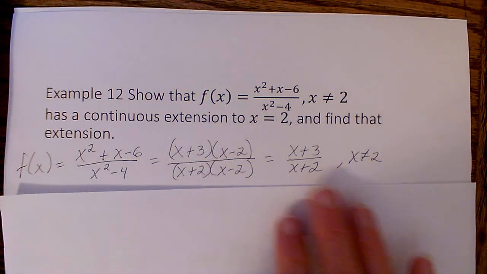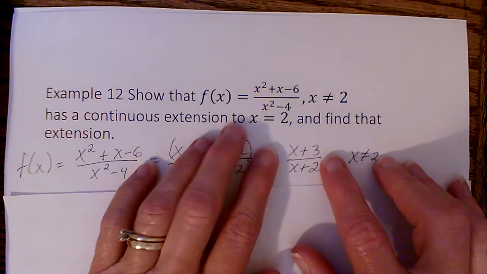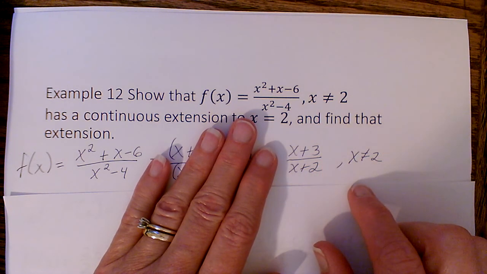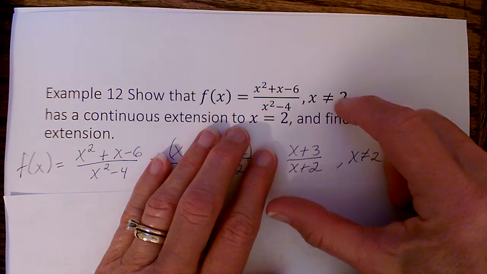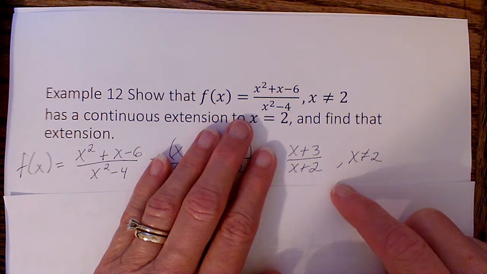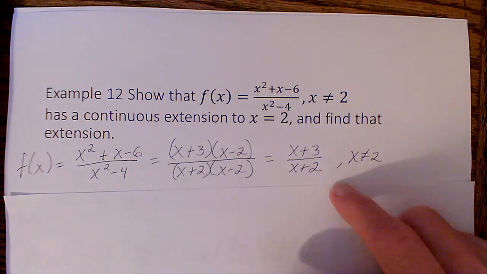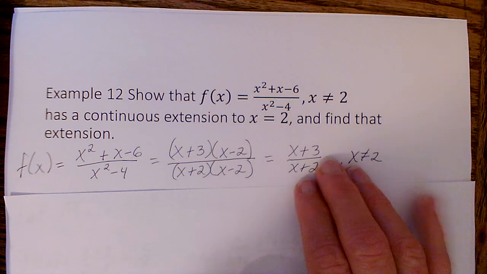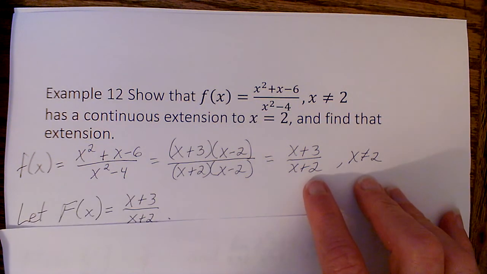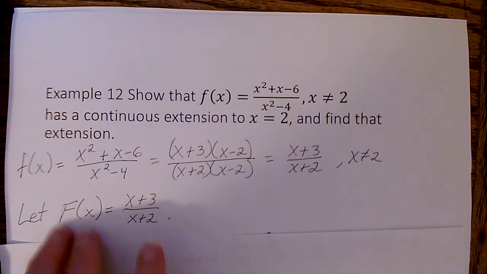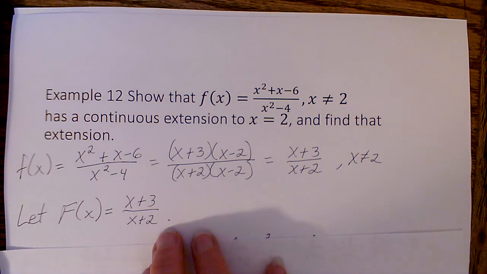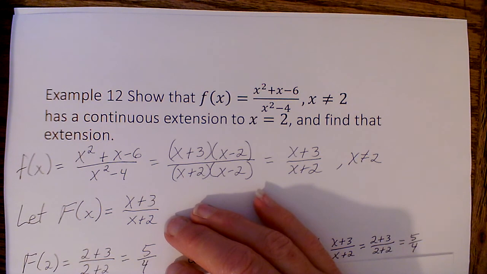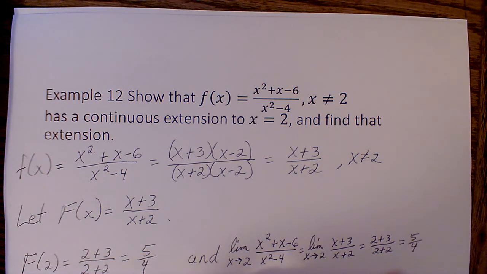The other thing we find, though, is that this function, if we let that equal our capital F of x, would be defined where x equals 2. Still not defined at x equals negative 2, just like the original wasn't, but it would be defined at x equals 2. X equals negative 2 would be a vertical asymptote, so it didn't work there and it doesn't work here. But it is defined at x equals 2, and so letting F of x equal x plus 3 over x plus 2, our function value at x equals 2 is going to be 5 over 4, which was the same thing we got for the limit.